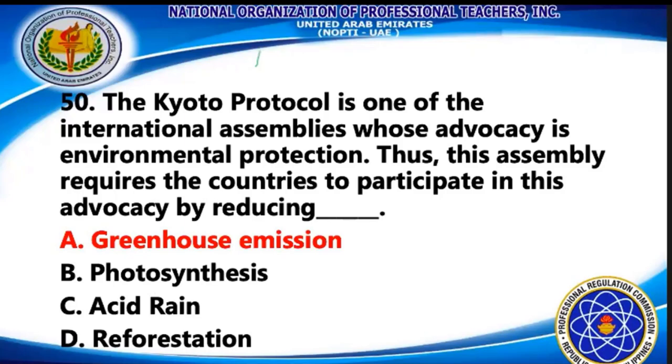Okay? Okay? Poster score. Two more batches, then matatapos na tayo. Kunting tiis na lang. Yan, magagaling. Okay.